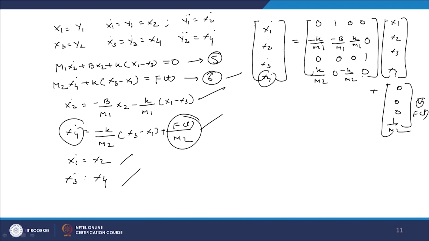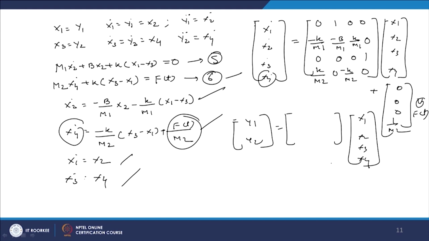Now about the output. There are two outputs, here y1 and y2. So y1 equal to x1, x2, x3, x4 with coefficients 1 0 0 0, and y2 is equal to x3, that means we can write 0 0 1 0. So this is a state space model of a mechanical system. Similarly you can try many more examples and try to develop the model.